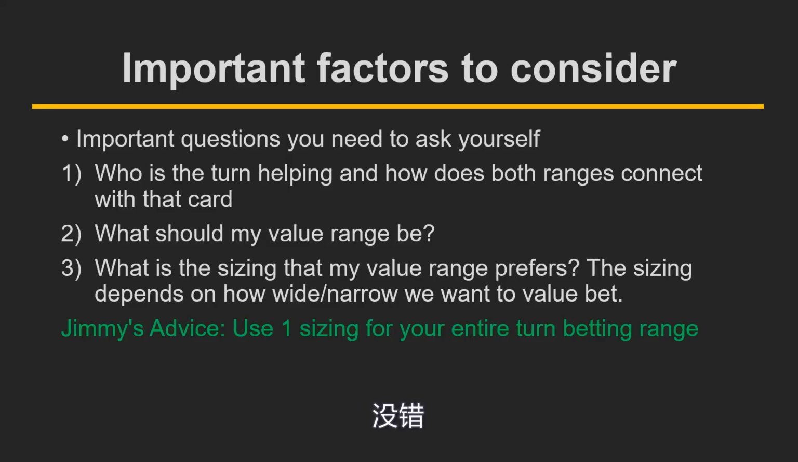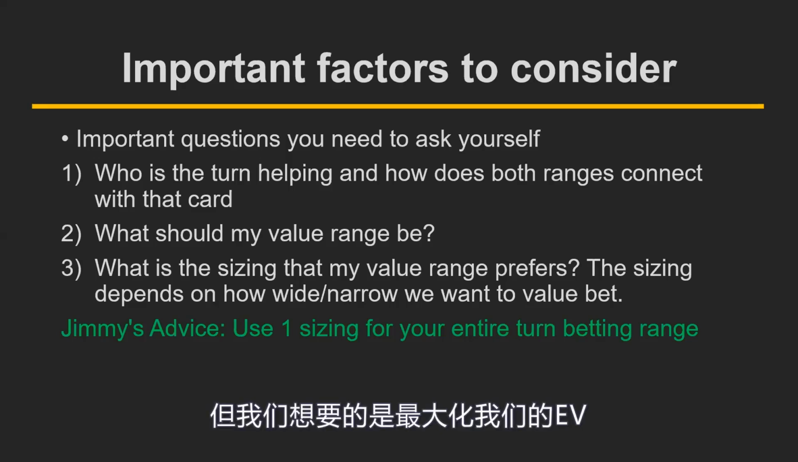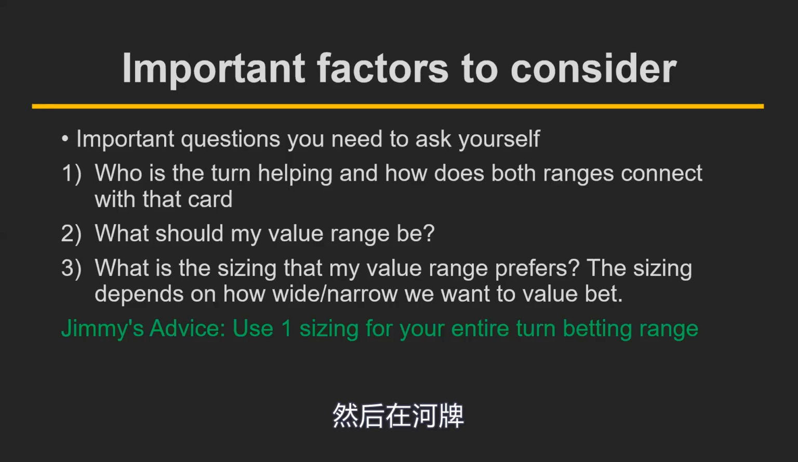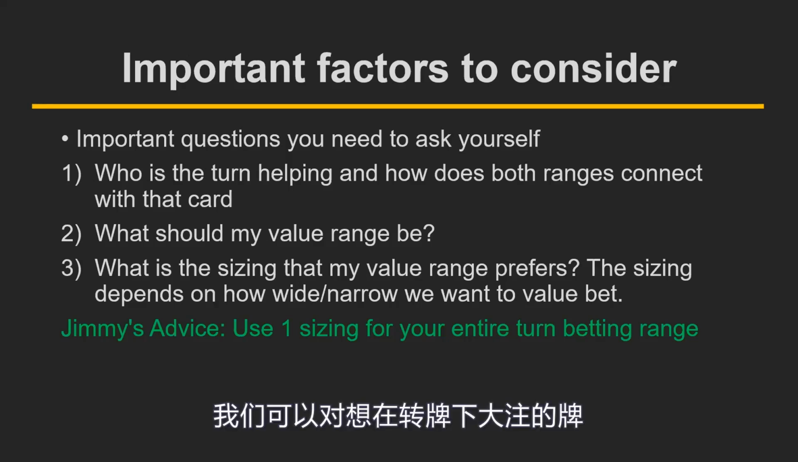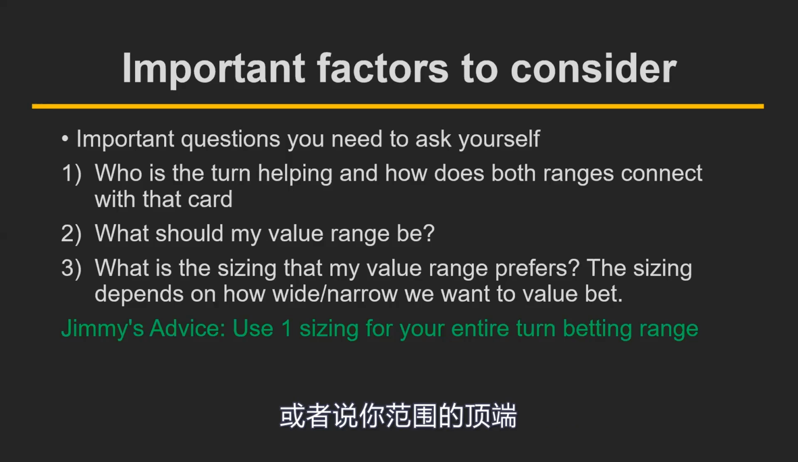Yes, there's always going to be some hands in your range that would like to bet smaller or bigger. That's totally normal. But we want to try to maximize the EV of our entire range. And then on the river, let's say a hand wanted to bet bigger on the turn because it's at the top of your value range. Then that's why we start splitting on the river. And then we can add an overbet strategy as well as a standard 2/3 to 3/4 pot strategy.